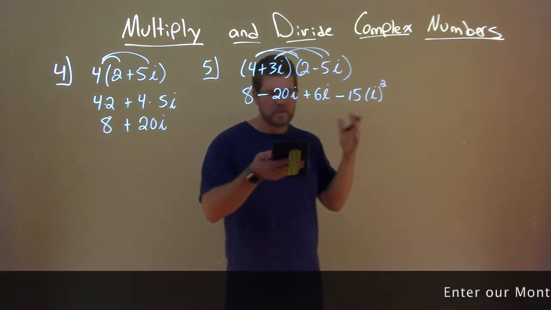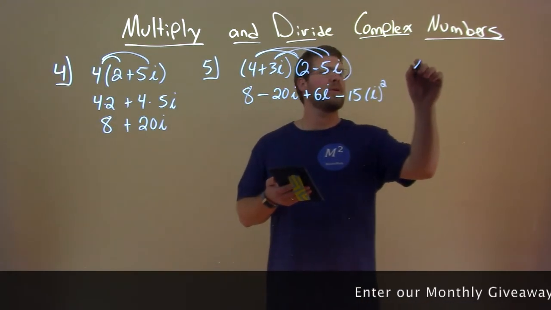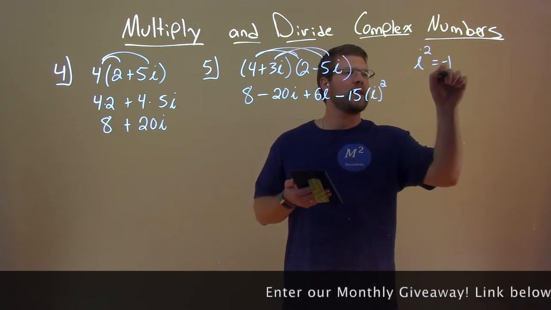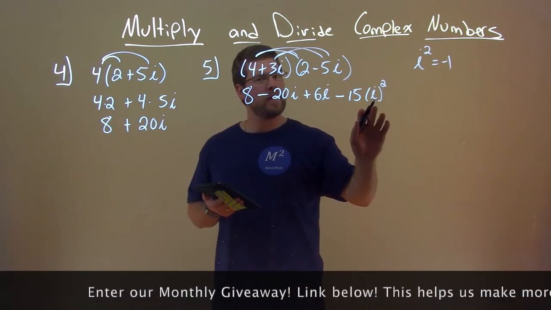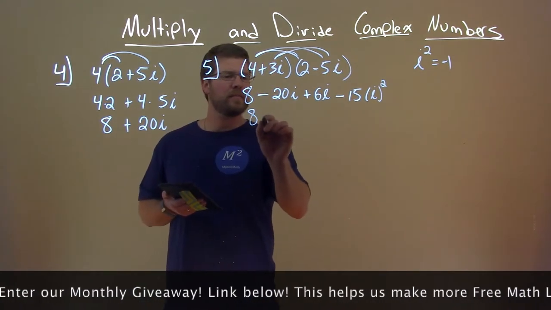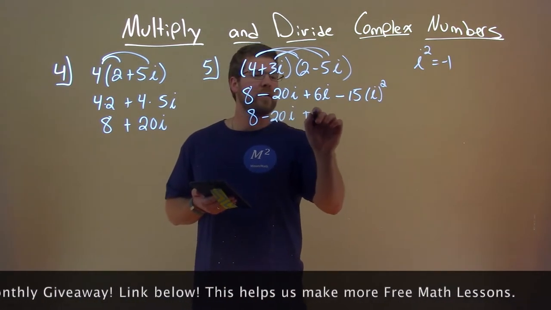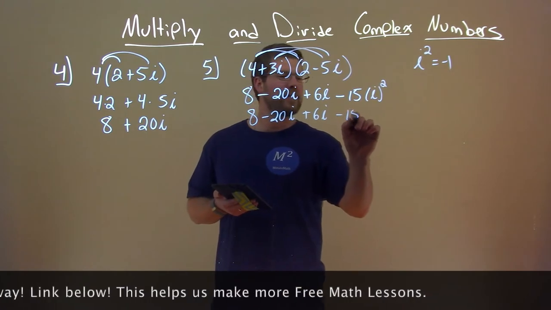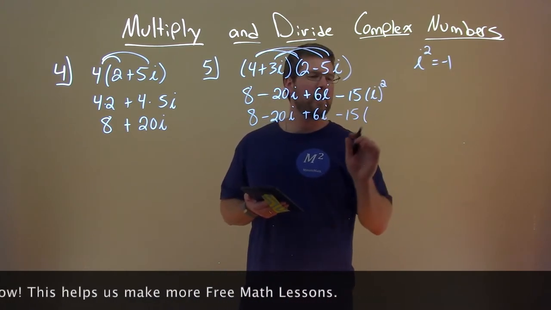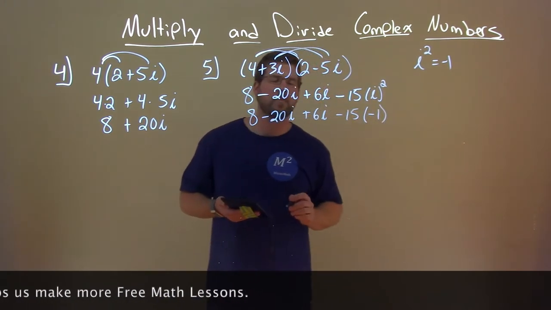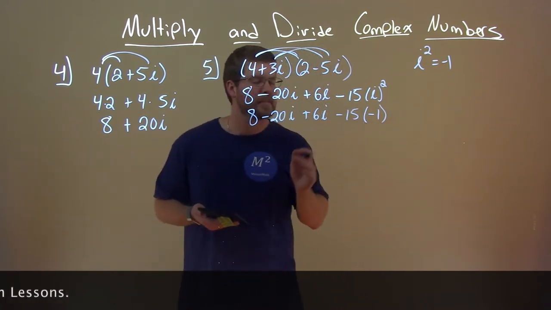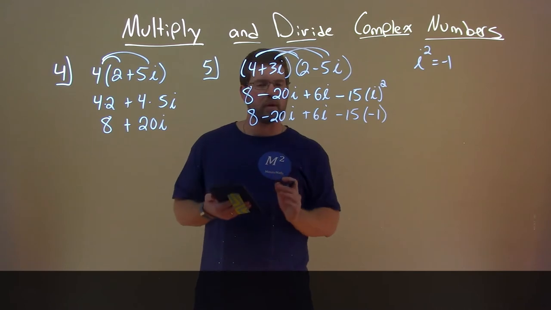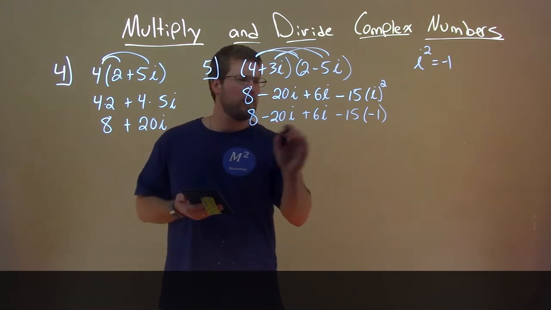So what's i squared? If you remember from before, i squared is equal to a negative 1. So what we're going to do now is take that note. We have 8 minus 20i plus 6i minus 15 times i squared, or times a negative 1. With that, we need to simplify. Again, combine our like parts here. So let's rearrange this.